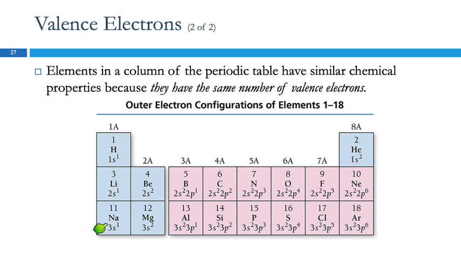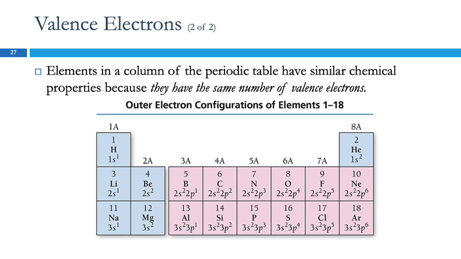So, here we have group 1, main group elements, they have 1 valence electron. 3A has 3. 5A has 5, right? This explains the patterns that Mendeleev saw. The reason that he put helium and neon and argon in the same column because they had similar properties is because they have the same number of valence electrons.